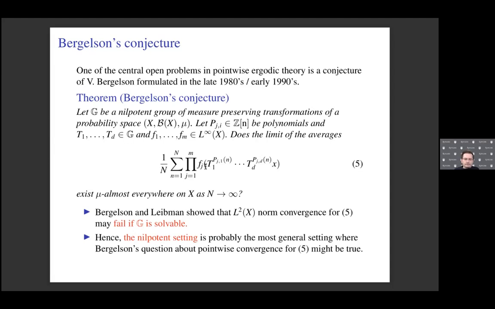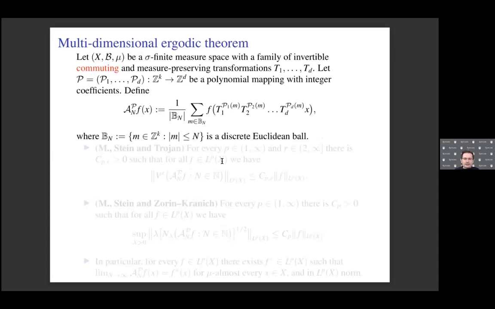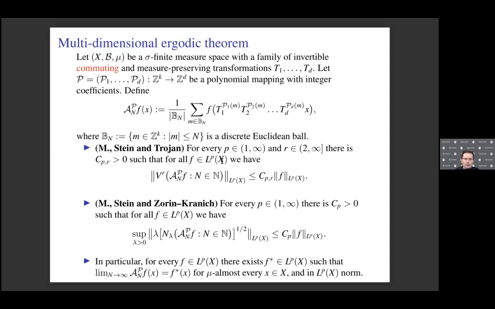Moreover, this suggests that the nilpotent setting is probably the most general setting where Bergelson's question about pointwise convergence for these multiple averaging operators may be true. And now let me tell you what is known about the pointwise convergence in the linear setting, which contributes somehow to understanding Bergelson's conjecture. So if we consider the averaging operators of this form, and we assume that we have a sigma-finite measure space with a family of invertible, commuting measure preserving transformations, and we consider the polynomial mapping, and we define the averaging operators of this form.